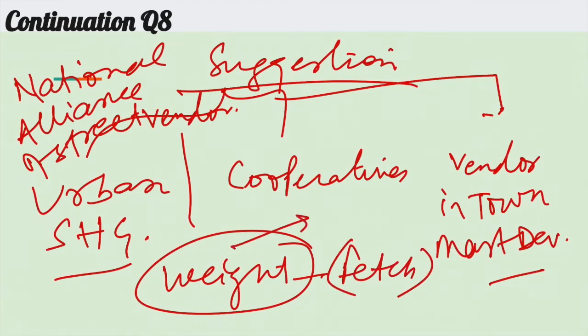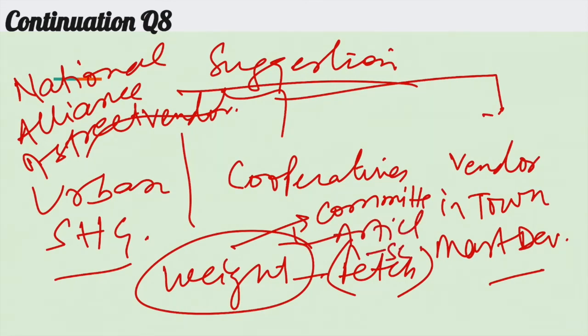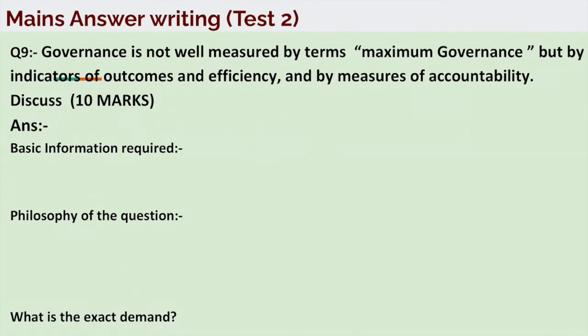This will give a weight to the answer, and weight to the answer is very important to fetch marks. And how you can bring the weight? Committee, article, Supreme Court cases. These are the three things through which you can bring the weight in your answer. Understood? So in this way, you can easily tackle this question.